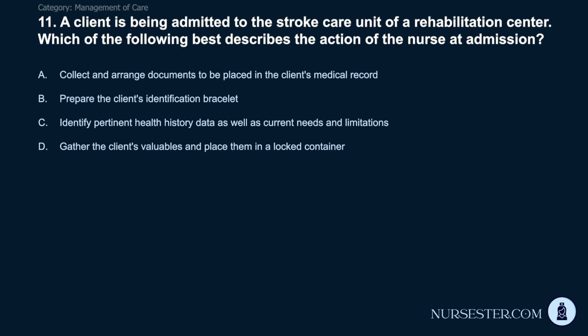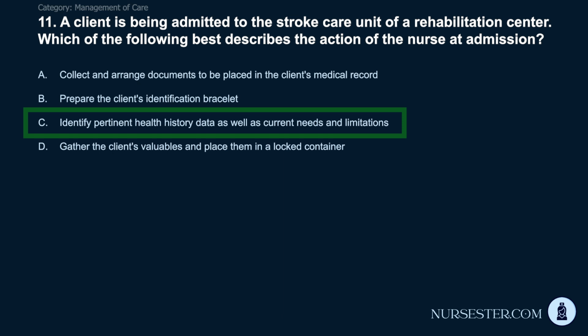11. A client is being admitted to the stroke care unit of a rehabilitation center. Which of the following best describes the action of the nurse at admission? A. Collect and arrange documents to be placed in the client's medical record. B. Prepare the client's identification bracelet. C. Identify pertinent health history data as well as current needs and limitations. D. Gather the client's valuables and place them in a locked container. Correct answer, C. Identify pertinent health history data as well as current needs and limitations.